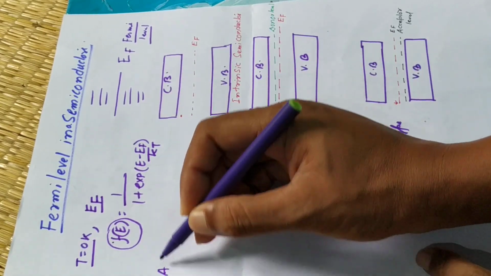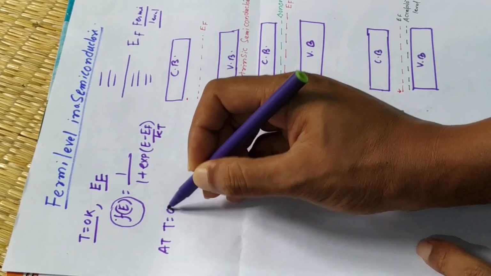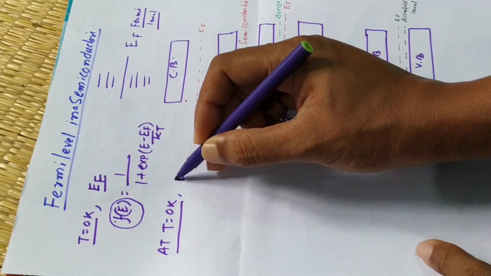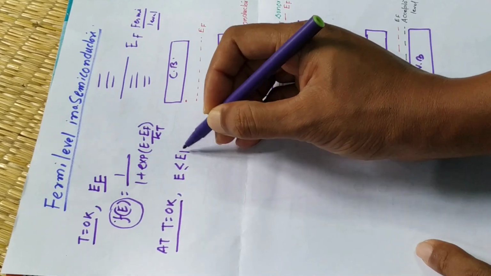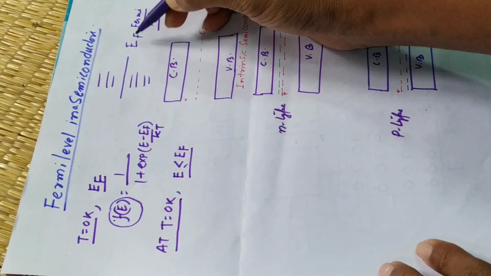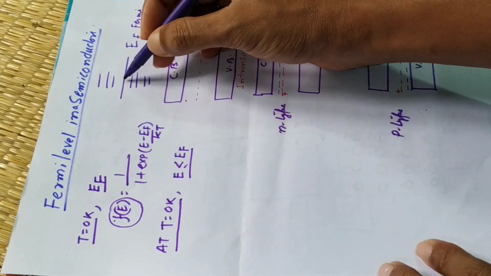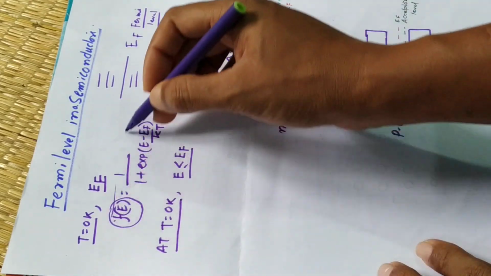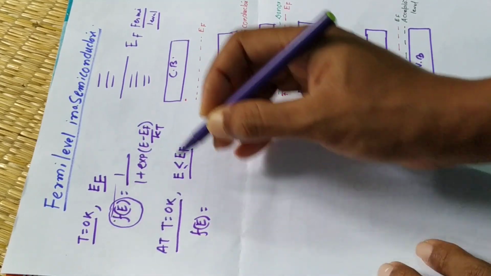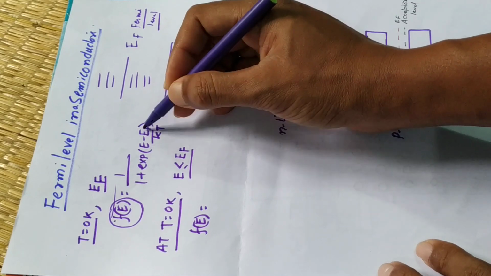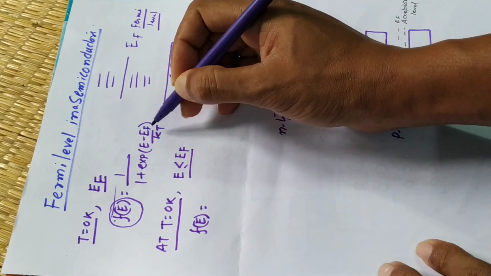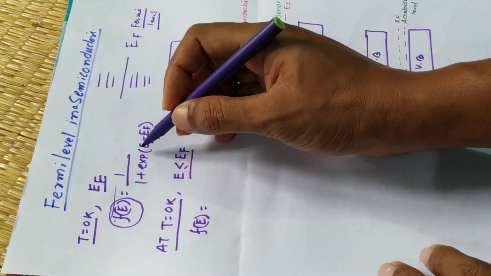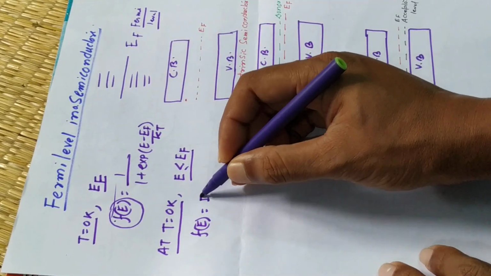Let's see. At T equal to 0 Kelvin, and when E is less than or equal to EF, that means EF is the Fermi energy level, and E less than EF means the energy states are below the Fermi level. For this condition, from the distribution function, when E is less than EF the exponent's upper term is negative and T is equal to 0, so it is minus infinity, and exponential of minus infinity means 0, so 1 plus 0 equals 1, and 1 by 1 is equal to 1.